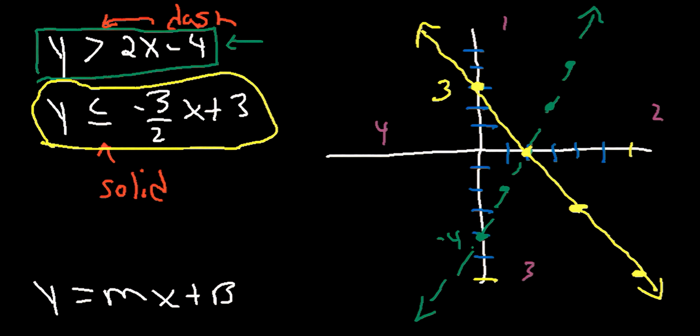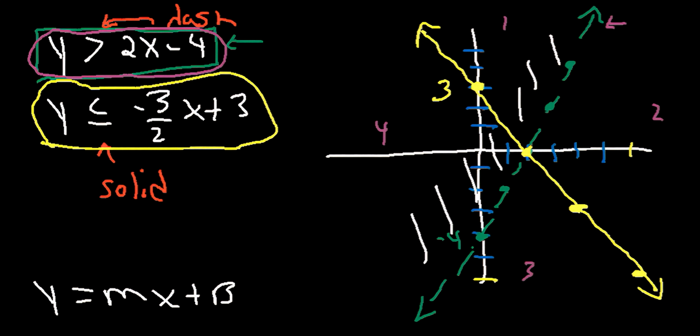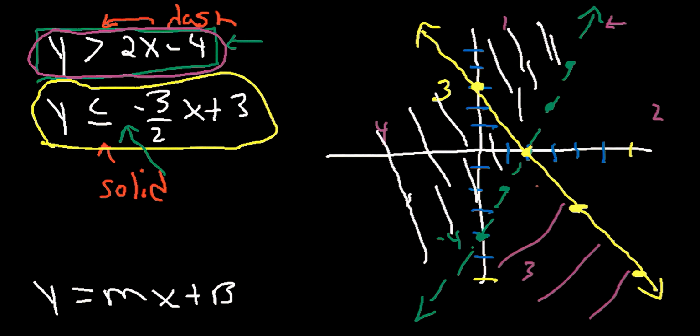So let's focus on this equation first. Y is greater than 2x minus 4. So the green line is the 2x minus 4 line. Greater than, I'm going to shade it in white, is anywhere above that line. So that entire region that's greater than the green line. Now for the yellow line, y is less than or equal to, so it's below the yellow line. I'm going to shade that in purple. So this is the region below the yellow line.